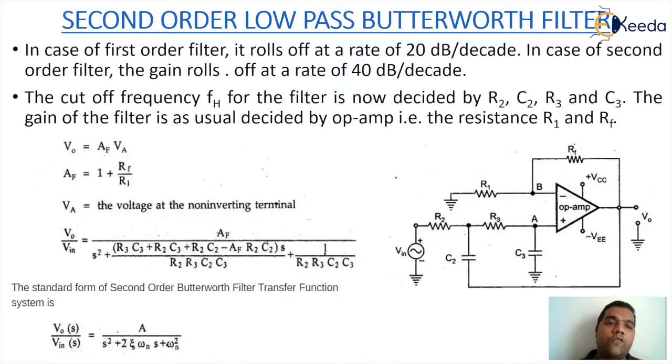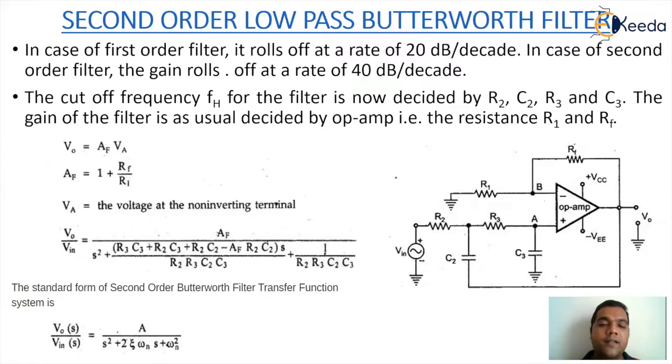Now the value of VO will be AF into VA, where VA is the node voltage at the non-inverting terminal of the op amp. AF is 1 plus RF by R1. We get VO by Vin on solving the equations with KCL at the input section where Vin is connected, as well as at node A. The value of VO by Vin comes out as AF divided by S square plus (R3C3 plus R2C3 plus R2C2 minus AF R2C2) into S divided by R2 R3 C2 C3, plus 1 upon R2 R3 C2 C3.